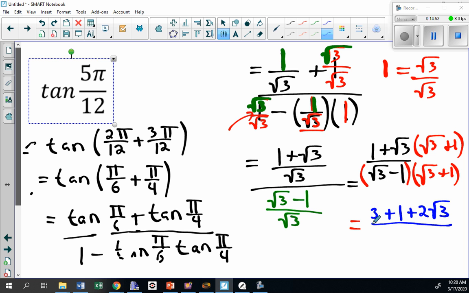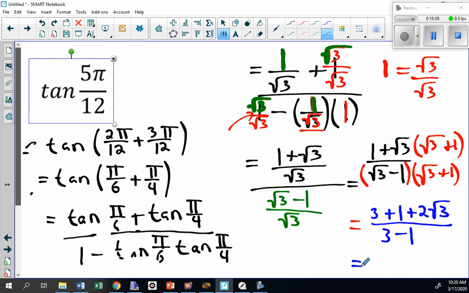Now in the denominator, we have a difference of squares. So square root of 3 times square root of 3 is 3. The middle term is not going to exist. It's going to cancel itself out, so we're not going to worry about it. So negative 1 times positive 1 is minus 1.